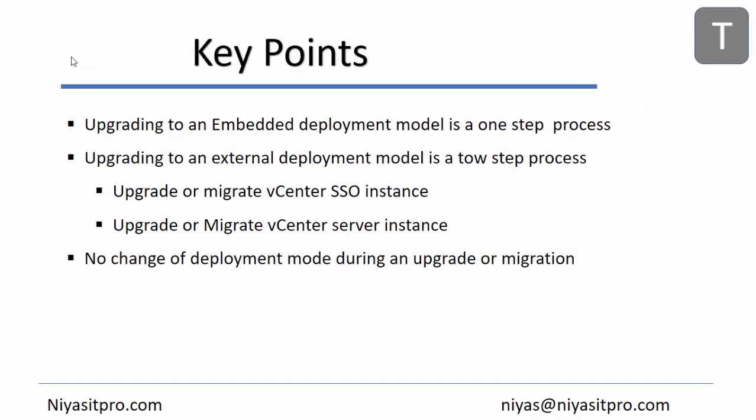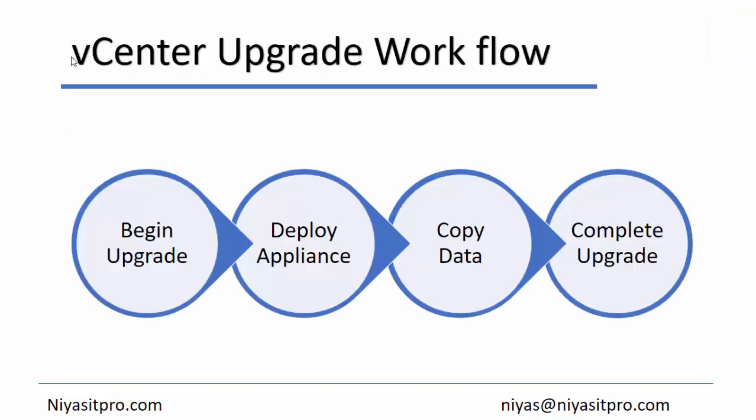Upgrading a simple vCenter 5.5 to an embedded deployment is a one-step process. Upgrading an external deployment, like Single Sign-On on one server and other components on another server, is a two-step process. The first step is to migrate the vCenter SSO instance and the second step is to migrate the vCenter Server instance. The important point to note here is that it is not allowed to change the deployment mode during an upgrade or migration.